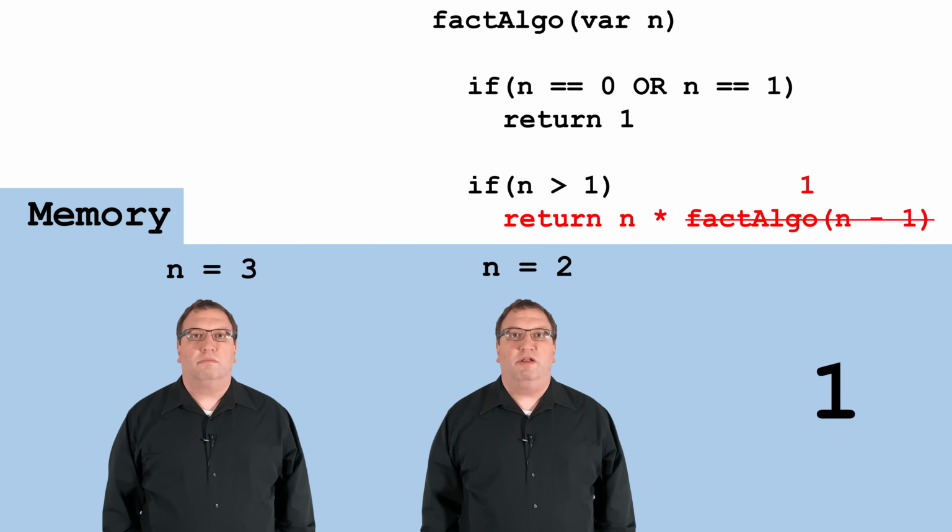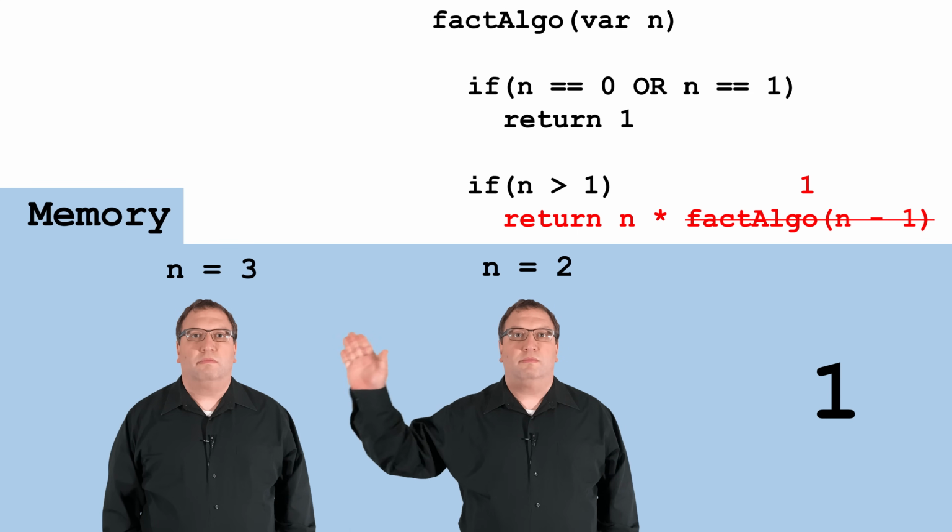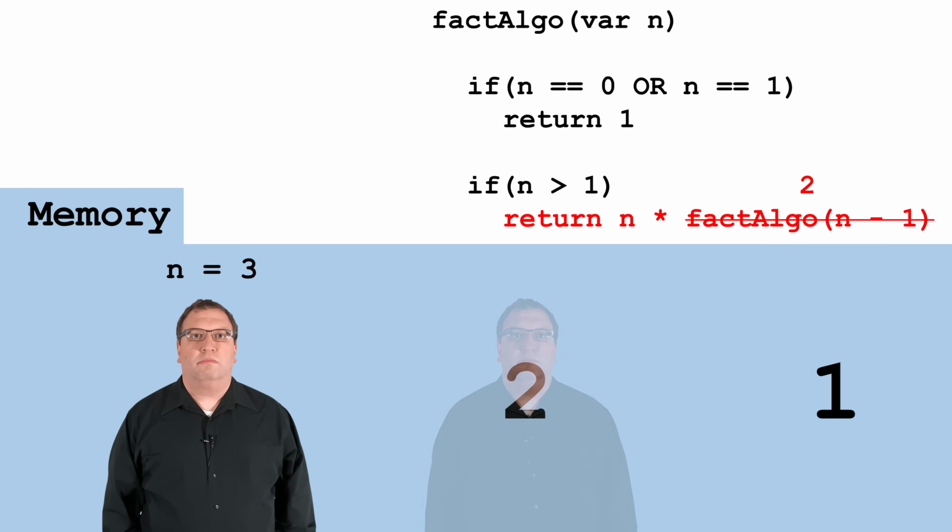Now I know that 1 factorial is 1, so I can multiply it by my n, which is 2. 2 times 1 is 2, so I'm going to return 2. Now I know that 2 factorial is 2, so I can multiply it by my n, which is 3. 3 times 2 is 6, so I'll return the final answer of 3 factorial, which is 6.